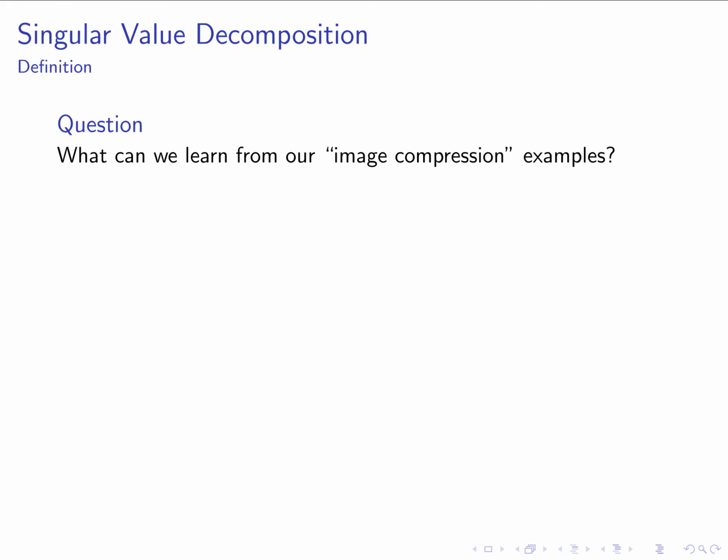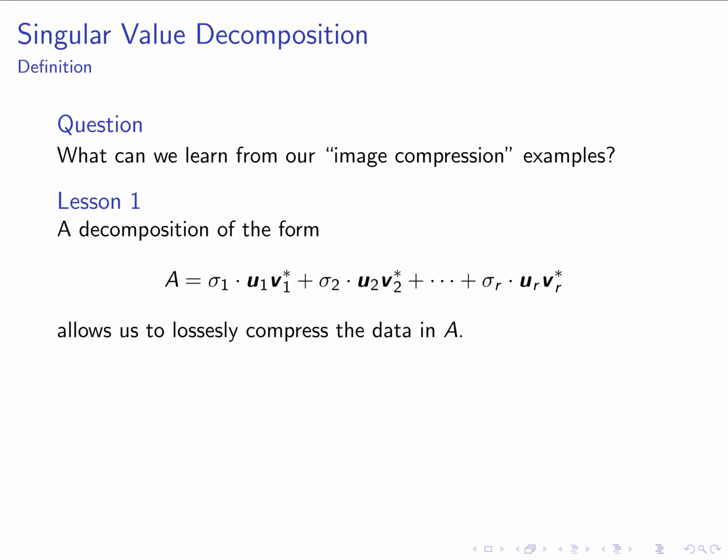So what can we learn from our image compression examples? Well, here's a first lesson. If we think about how our factorization of our large matrix representing the Swedish flag looked, it looked something like this. We took our matrix A, and then we expressed it as a linear combination of column vectors multiplied by row vectors. Notationally with math, we take a scalar called sigma 1, and then we multiply by a column vector called u1, multiplied by a row vector, which is represented by a column vector v1 conjugate transpose.